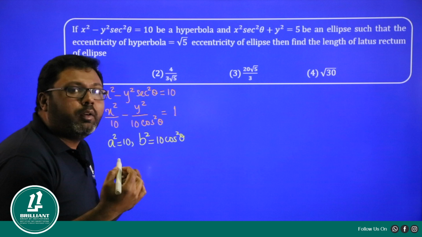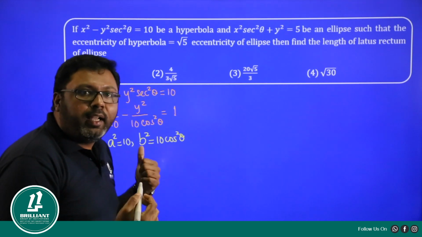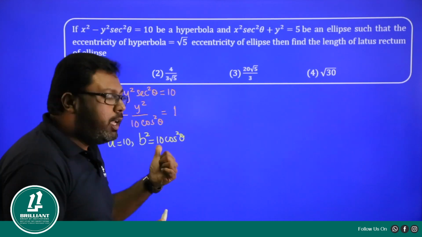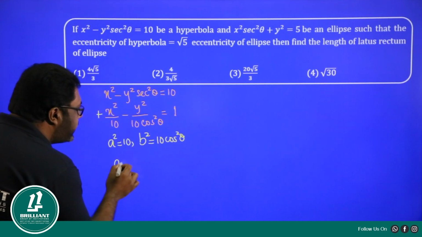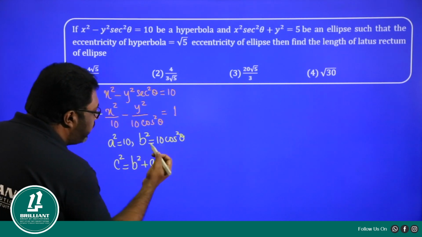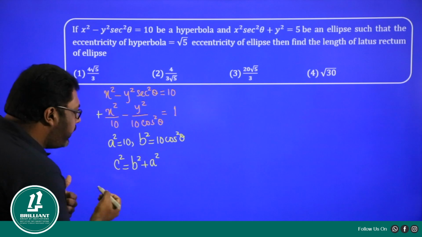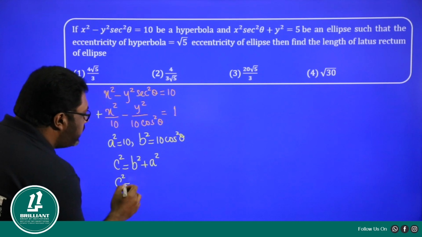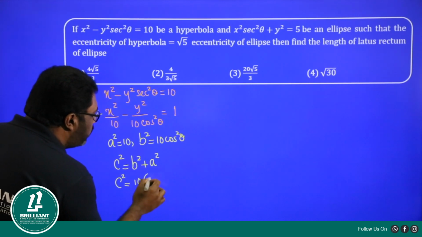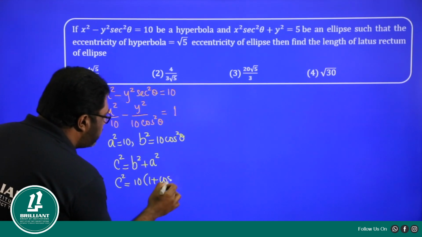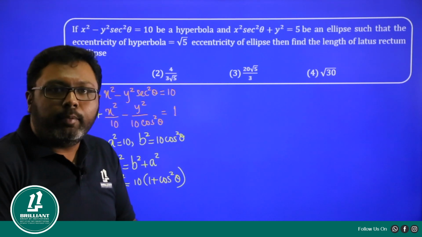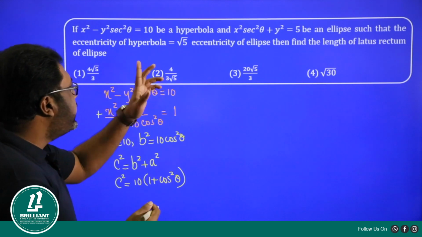Can you tell me what is the formula for c squared? Just think, the focus of the hyperbola c is related to a and b in what form? The form is c squared equals b squared plus a squared. So c squared is equal to b squared, which is 10 cos squared theta, plus 10. So 10 into 1 plus cos squared theta. C squared is equal to 10 into 1 plus cos squared theta.